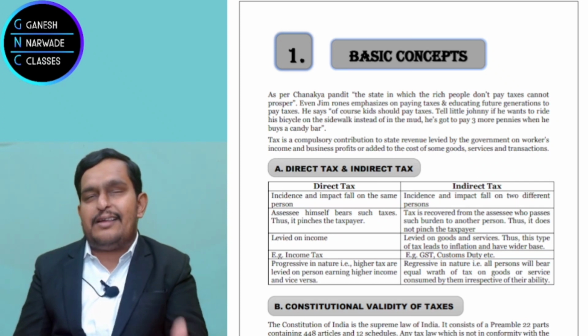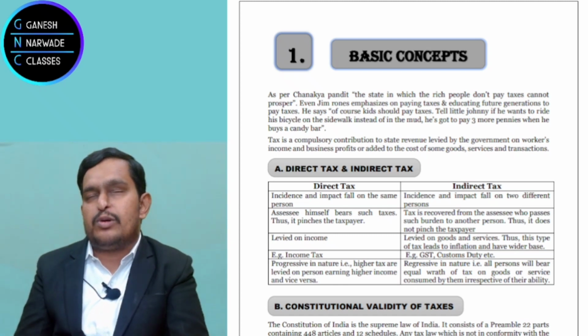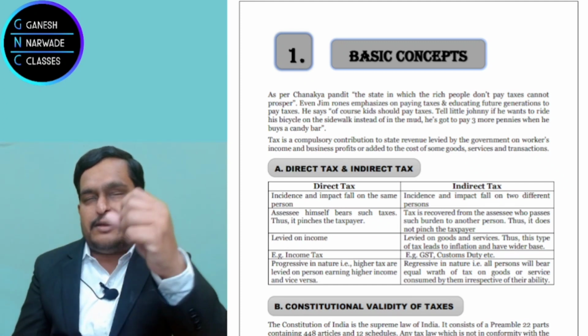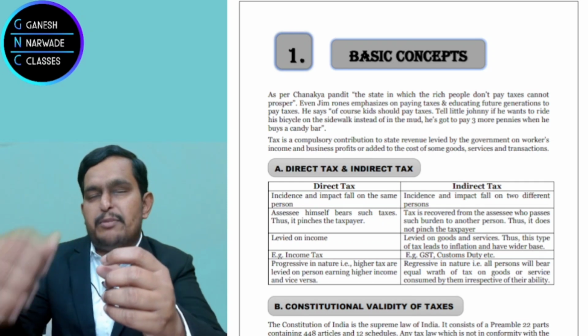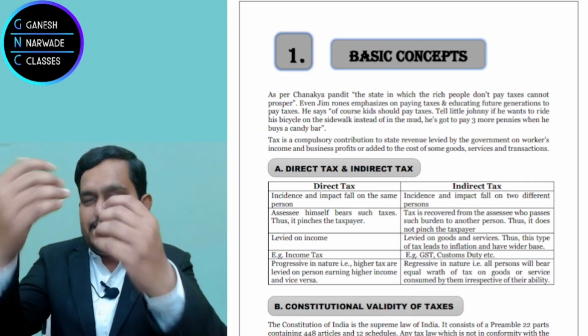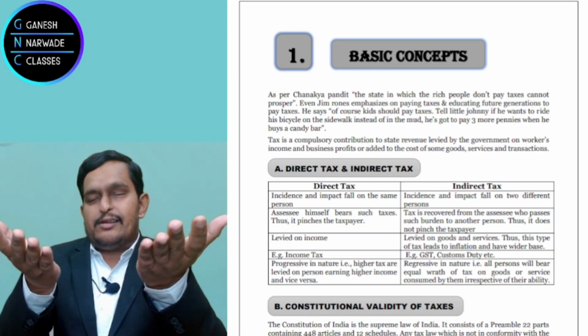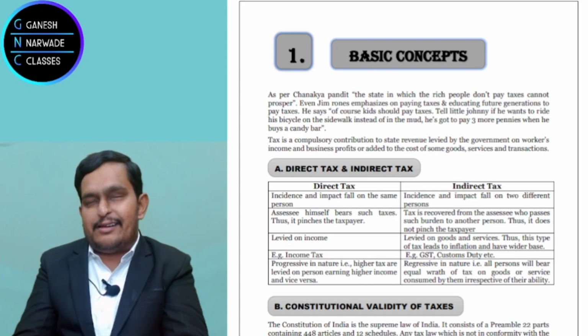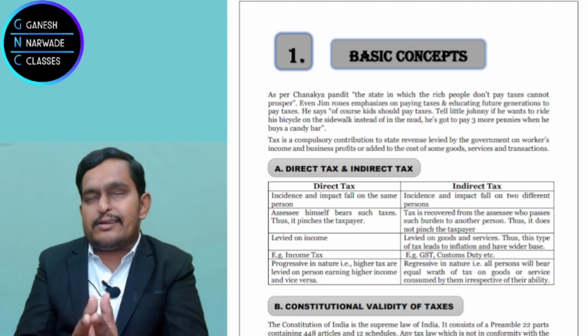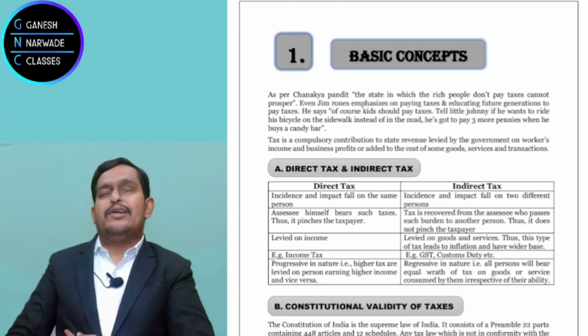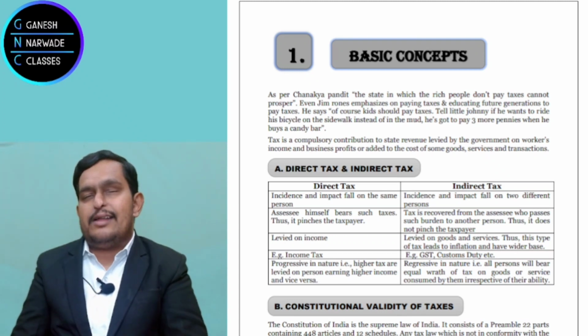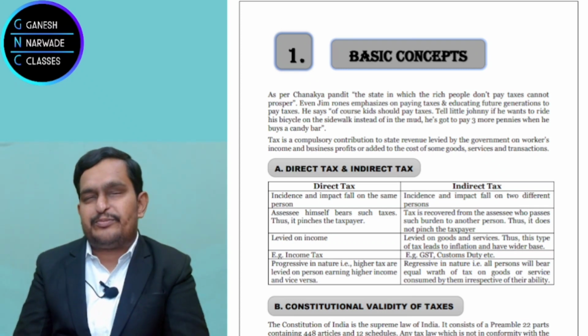Now direct tax is progressive in nature. What do you mean by progressive in nature? Progressive in nature means as your income increases, your tax payment of income tax, direct tax, increases. So as income increases, tax also increases. Income decreases, tax decreases. So as you progress, you pay to the government. This concept is called direct tax.